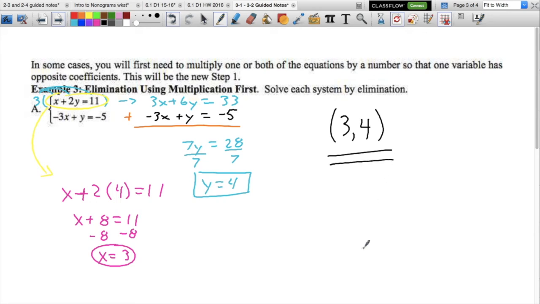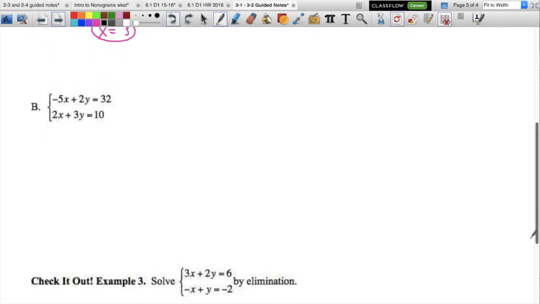How could you check this? Well, I gave you a couple different ways. You can use your graphing calculator, you can use Desmos, you can plug back in here, plug a 3 in here and 4 in here. That'd be 3 plus 2 times 4 is 8, and 3 makes 11. 3 goes here, it's negative 9, plus 4 is negative 5. This is correct. All right, let's try B.